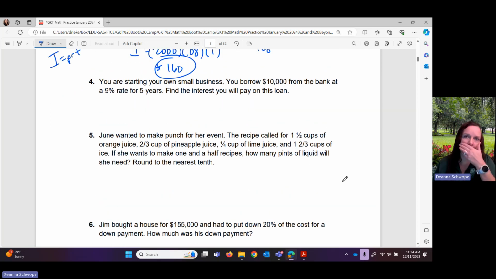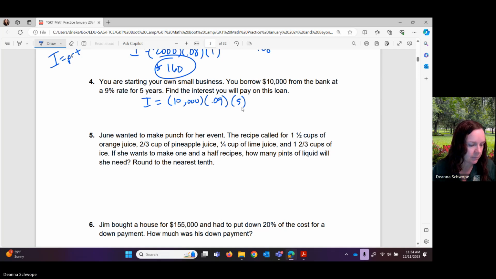You are starting your own business. You borrow $10,000 from the bank at a 9% rate for 5 years. Find the interest you will pay on the loan. Same formula, same I we're finding. So it's $10,000 for a 9% rate, changing the percent to a decimal, for 5 years. So $10,000 on my calculator times 0.09 comes out to 900.